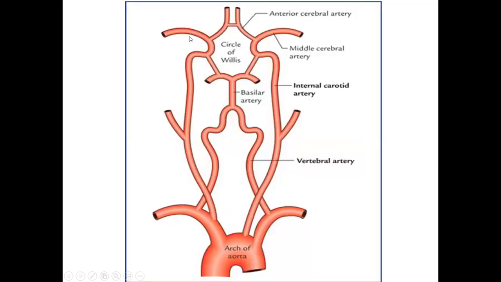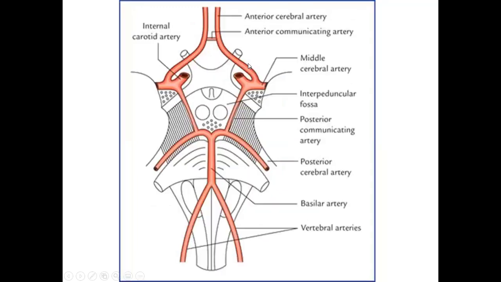Very clear here, you can see the arch of the aorta. The left one is the internal carotid artery arising directly. On the right, the internal carotid arises from the right brachiocephalic artery, along with the right subclavian artery. The two vertebral arteries arise from the subclavian arteries. They form the basilar artery, and then they form a part of the circle of Willis. So the two internal carotid arteries and the basilar artery form the circle of Willis.